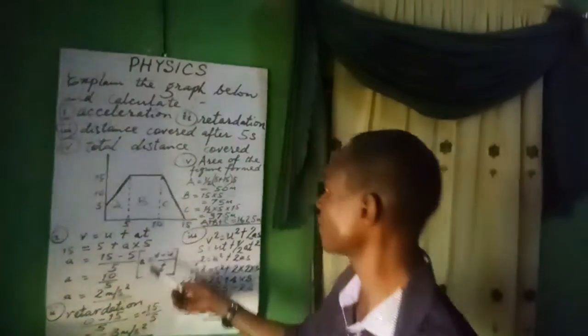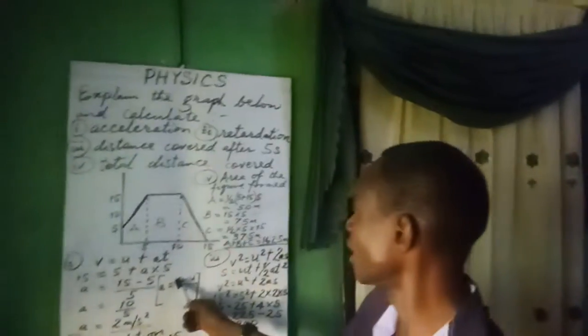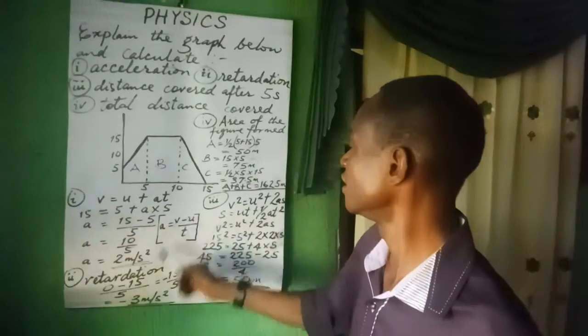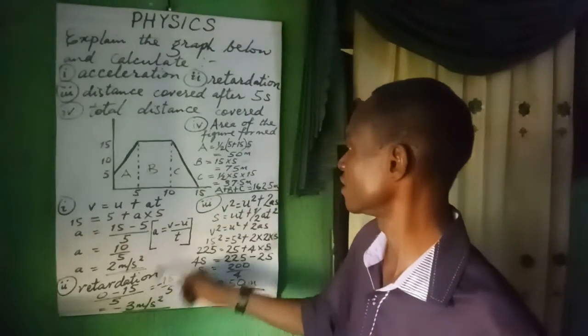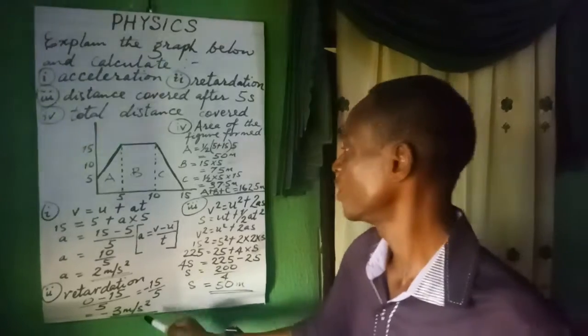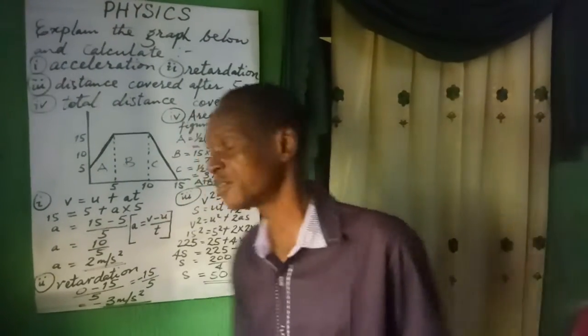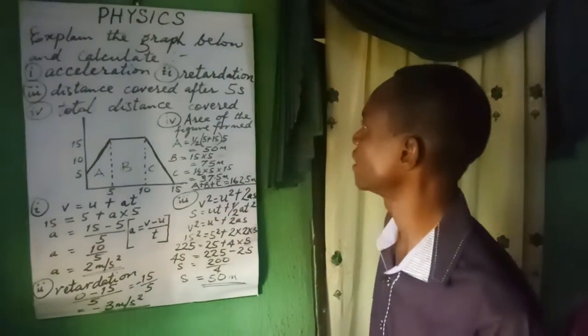So if in positive acceleration we had 15 as final velocity, in this case we are going to have it as initial velocity. That is why there is this reverse. So the retardation is minus 3 meters per second squared.